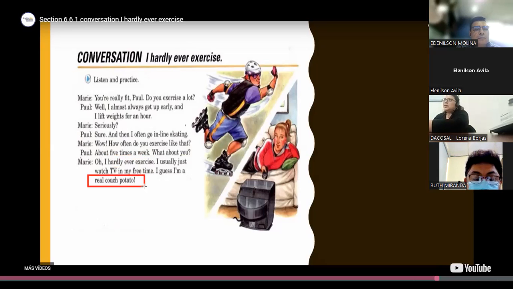Couch potatoes. ¿Qué será eso? ¿A qué le suena eso? ¿Qué es couch and potato? Yes, Ruth. Papas. Sí, tiene que ver con papas. ¿Y qué será couch potato? ¿Saben qué es literal? Vale, les voy a dar la definición. ¿Quién sería un couch potato? Como un saco de papas. Imagínense a lo que les refieren.